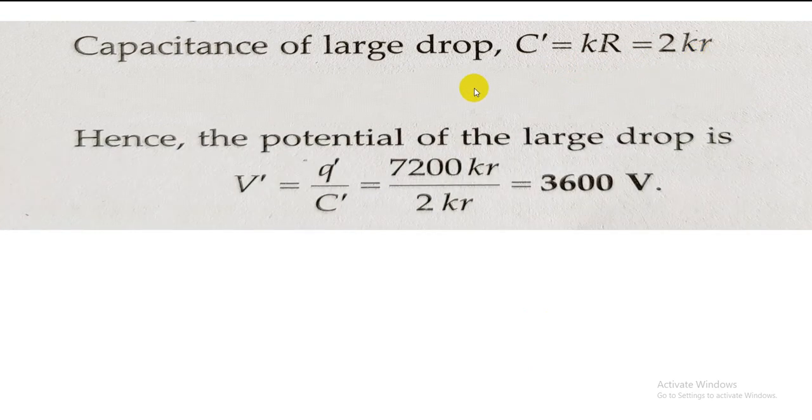Now the capacitance of the large drop will be the constant k, which is 4 pi epsilon naught, into the radius of the large drop. The radius of the large drop is 2r, as we have already calculated, so we have this value. Therefore, the potential, which is what we are asked to find, the potential of the larger drop, is the charge on the larger drop that we have already calculated divided by the capacitance of the larger drop, which is 2kr. So kr cancels out, and it is 3600 volts.